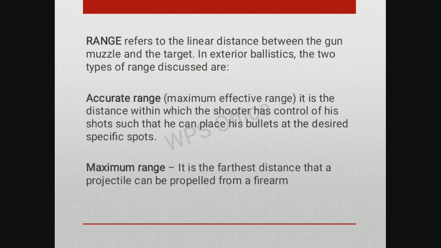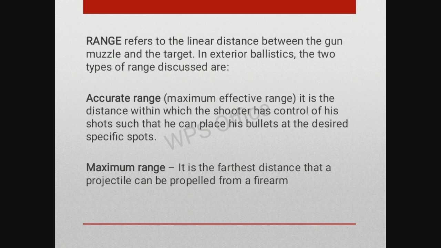We have also the range. Range refers to the linear distance between the gun muzzle and the target. How far can our bullet reach from the shooter, from the firearm? So that refers to the range. Actually, we have two classifications of range: the accurate range, otherwise known as the maximum effective range, and the maximum range.